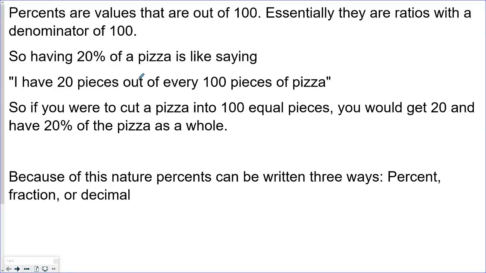So in this video, we're going to be going over the basics of percents, definitions, properties, and all that stuff. So first off, percents in general are just basically values that are out of 100. So they're kind of like ratios with the denominator of 100.